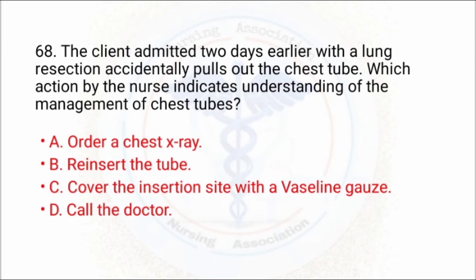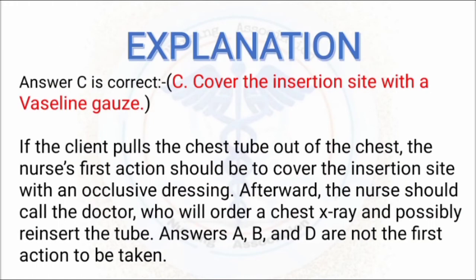So let's see the correct option, and the correct option is option C, cover the insertion site with a Vaseline gauze. So let's see why this is correct. If the client pulls the chest tube out of the chest, the nurse's first action should be to cover the insertion site with an occlusive dressing. Afterward, the nurse should call the doctor who will order a chest x-ray and possibly reinsert the tube. Answers A, B and D are not the first action to be taken.